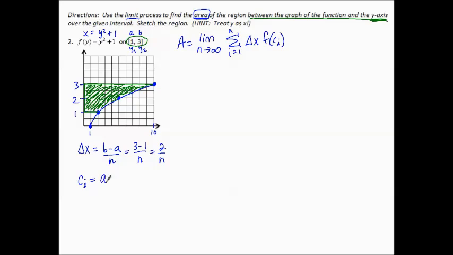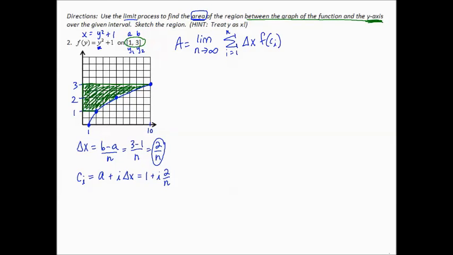So remember our c sub i is the starting value plus i amounts of delta x away from the starting value. So we're given the a as 1, so plug in 1 plus i times 2 over n, which is our delta x. We're going to need to use that. So now that we have c sub i, we're going to plug it into f of x to find f of c sub i, or the height. Now keep in mind that we're treating y as x to make it more familiar, but in actuality this is f of y. So we're plugging the y into f of y.